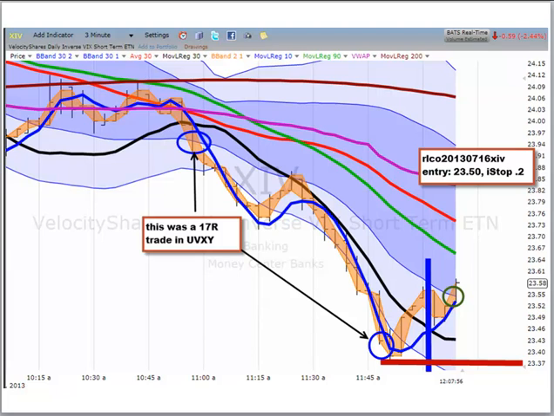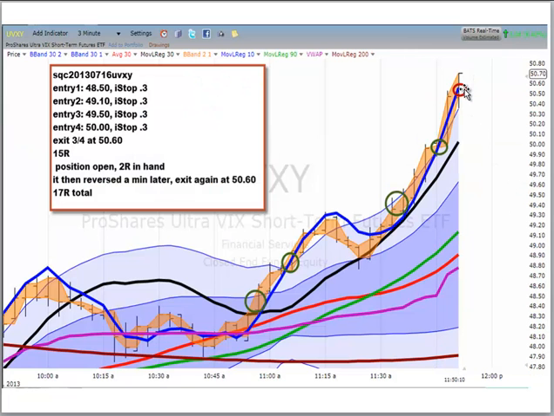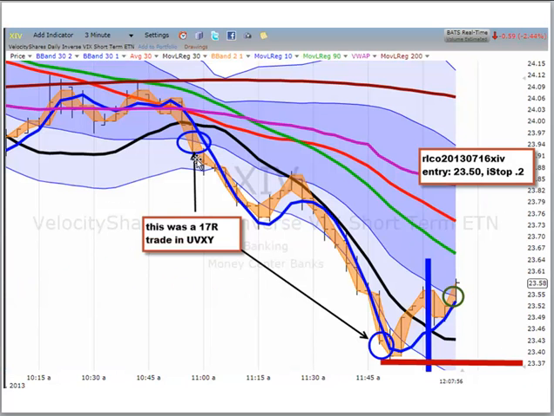After that 15R move here, now we're looking at an extended move, and I'm thinking, well, let's take a look at the inverse and see what's going on. So this was that total of about a 17R trade, or 15, I can't remember, 15 or 17R in UVXY. This is what that same move looked like in XIV. So it finds support at the ribbon outside of the floodplain.